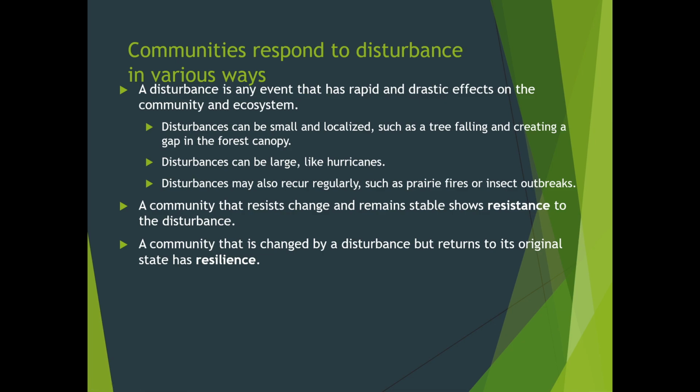So this disturbance can be small and localized, like a tree falling, creating a gap in a forest, or a disturbance can be like a hurricane or a flood or a tornado. Or maybe a tornado might be a little bit small and localized. But disturbances may reoccur regularly or every once in a while.